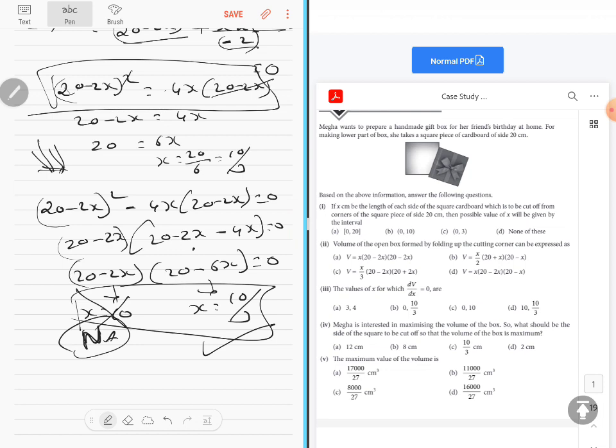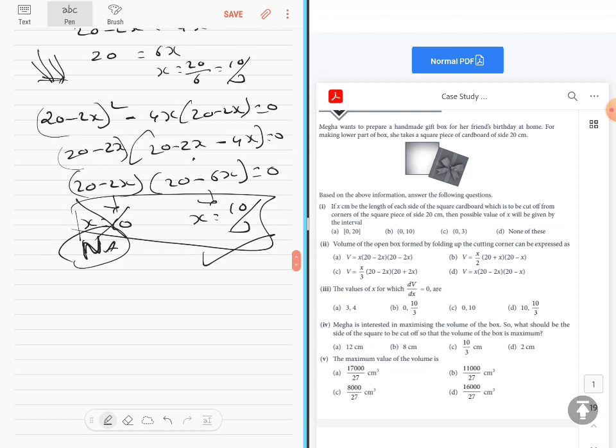So let's go to the next one. This is the fourth subdivision. Megha is interested in maximizing the volume of the box. So what should be the side of the square to be cut off so that the volume of the box is maximum? So we just equated to 0 and we got x is equal to 10 by 3.